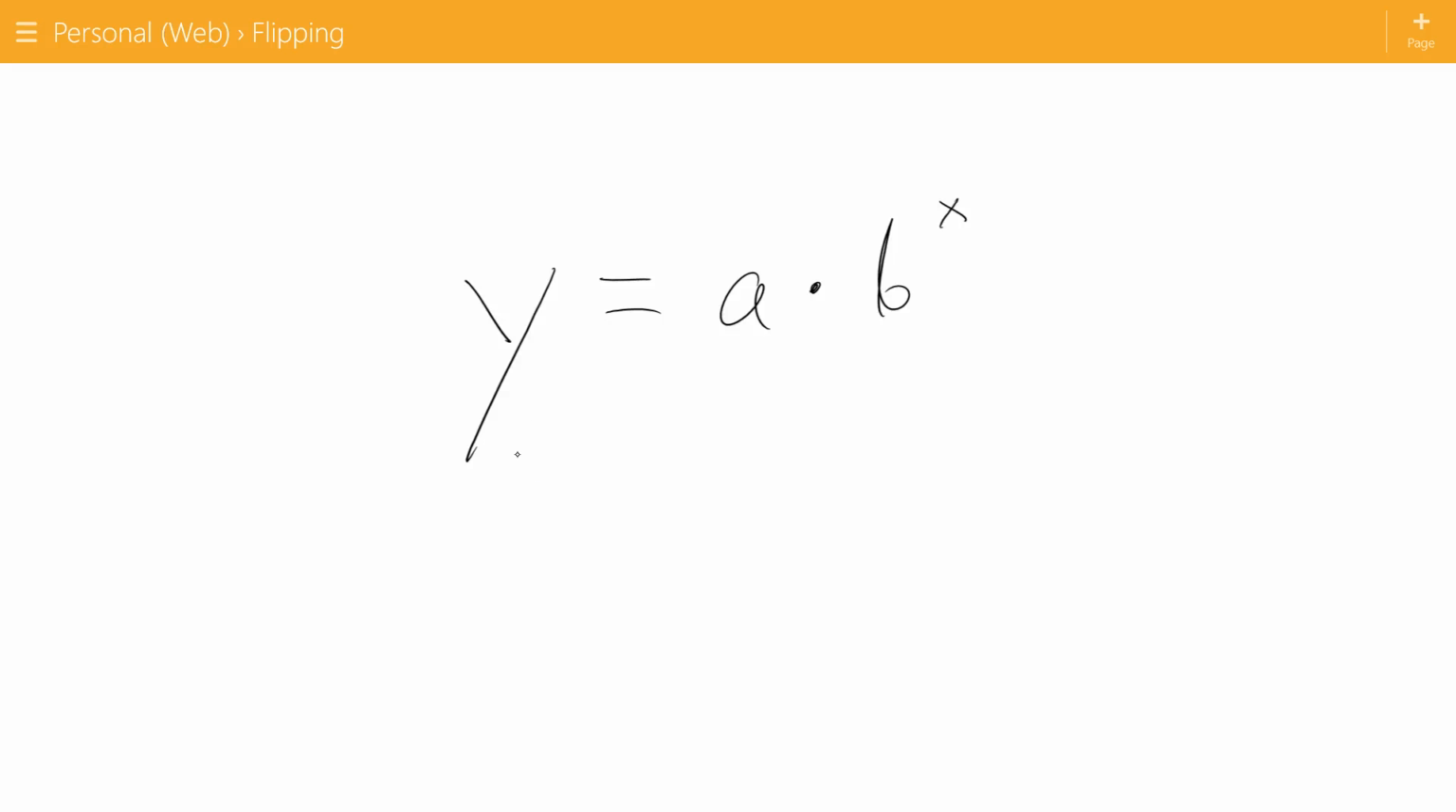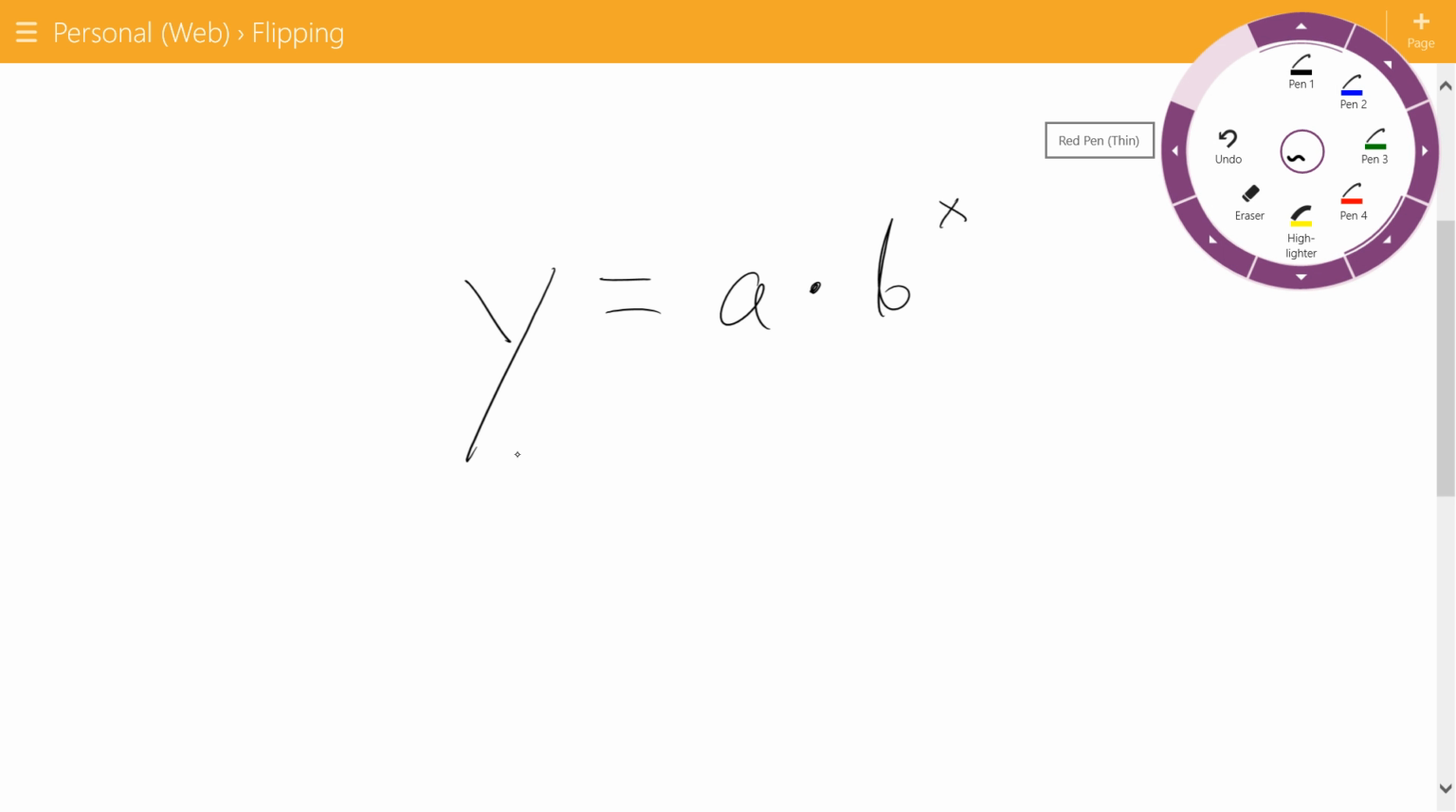Hello! Today we are going to look at exponents and exponential functions. To start with, we will take a look at an exponential function form like we might see here: y equals a times b to the x. A few things to look at here in terms of the anatomy, if you will, of this.